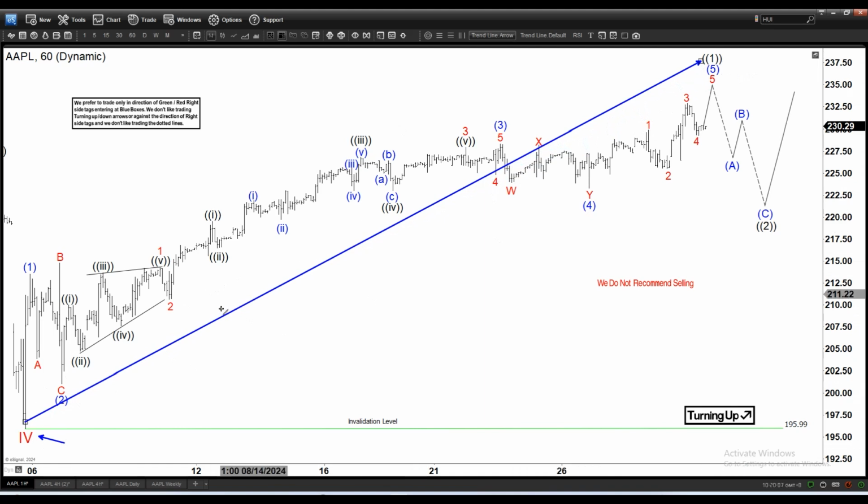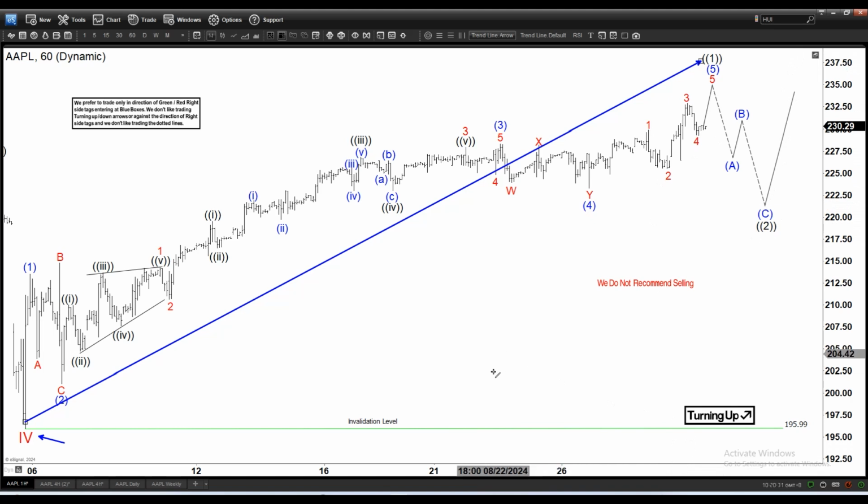So here we got this 1, 2 in blue, 3, 4 in blue, 5 in blue. So we have 5 waves up, which should be ending with 1 of 5, right? And then from there we should be correcting this entire rally from early August in 3 swing or in 7 swing within this wave 2 before it turns higher again.